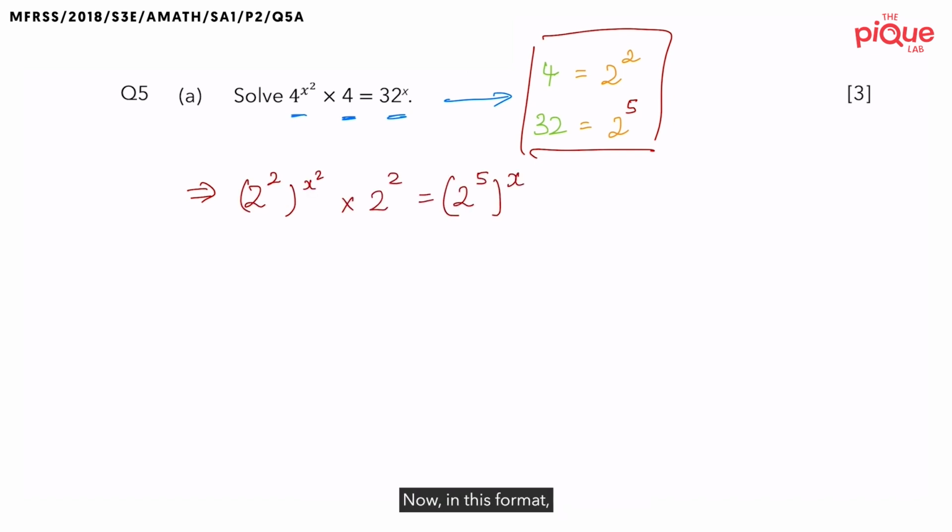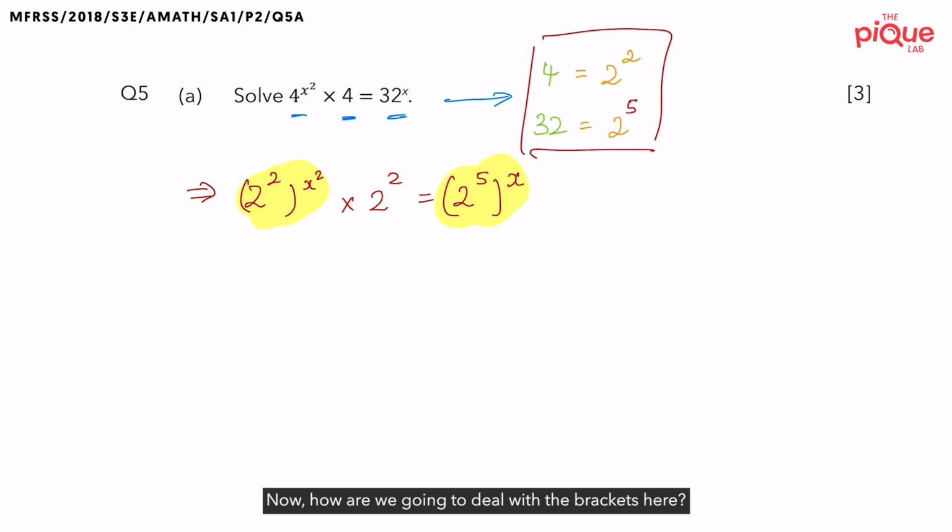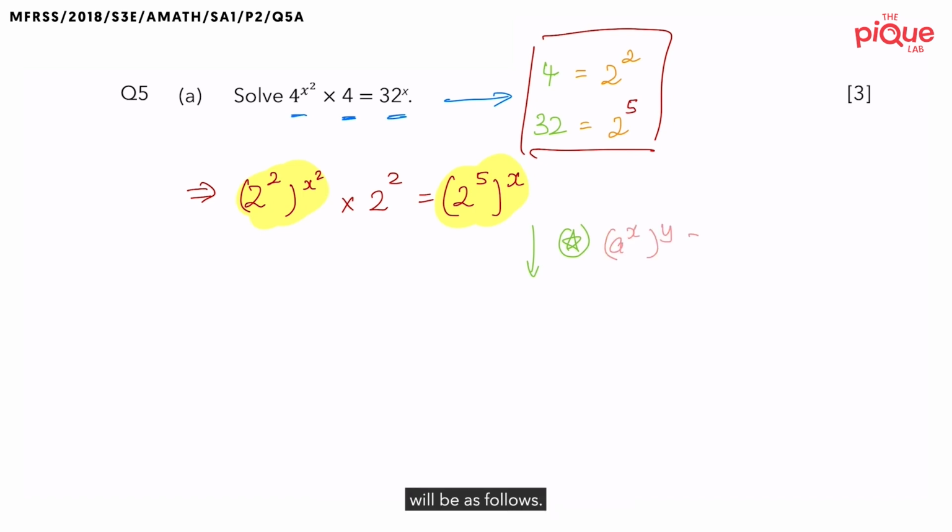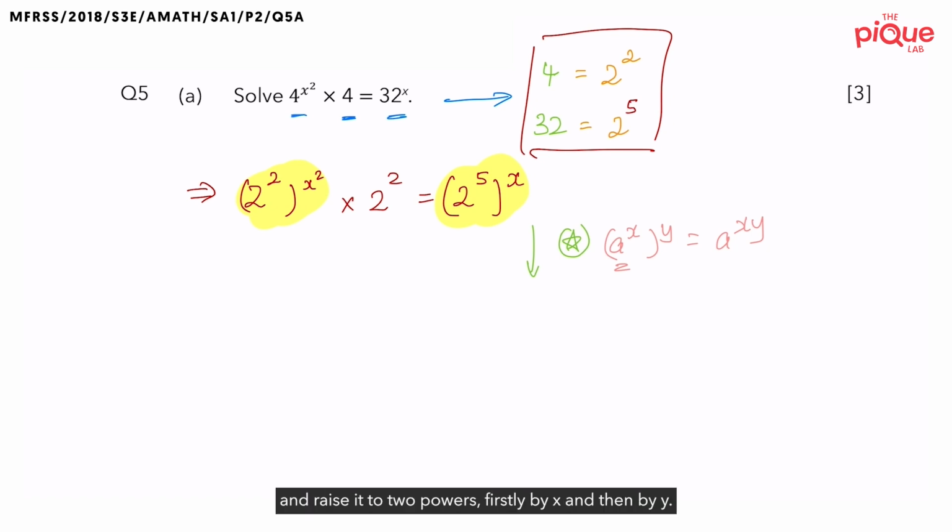Now, in this format, notice that there are two terms with brackets. How are we going to deal with the brackets here? We will have to activate our law of indices. The law that we'll be activating first here will be as follows. Now, recall that for this law, it tells us that when we take the base term and raise it to 2 powers, firstly by x and then by y, we will simplify by multiplying their exponents together.